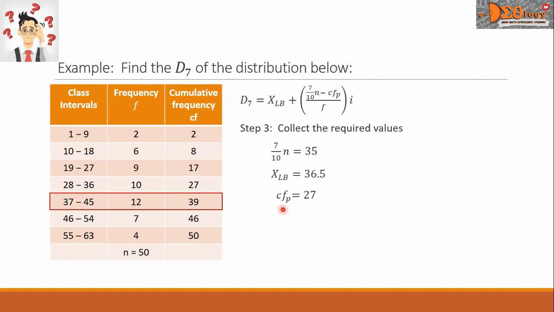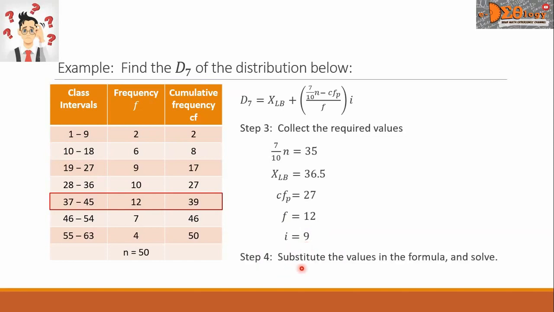Next is the CF sub p. This is the cumulative frequency of the class preceding the d sub 7 class. And this is 27. Next is the f. This is the frequency of the d sub 7 class. This is the number 12. i is the class width, and this is equal to 9. This number 9 is the number of terms or numbers inside a class. So in all the classes, there are 9 numbers included.